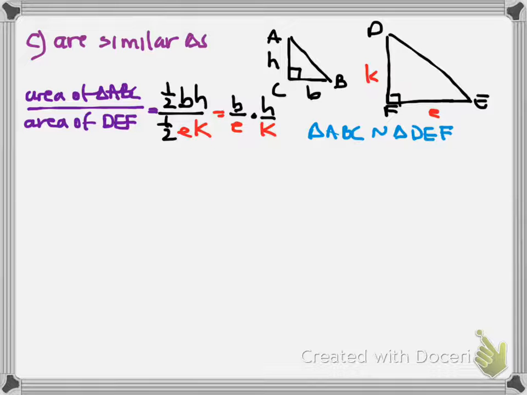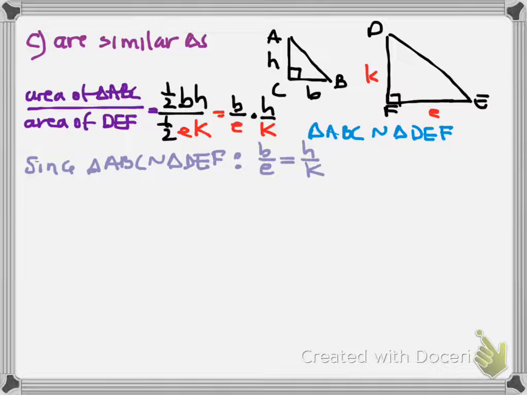Now, because these triangles are similar, since triangle ABC is similar to triangle DEF, one of the things that comes out of similarity is that all the corresponding sides are in proportion. And if that's the case, then that tells us that B over E would be the same as H over K, because the ratios would be the same. Okay? So one base to the other would have the same ratio as one height to the other.